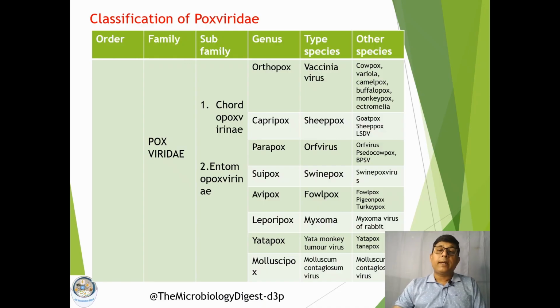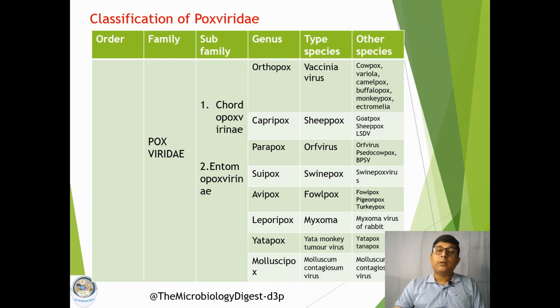Again, the Chordopoxvirinae subfamily is divided into 8 different genera. Each and every genus has one type species. For example, Orthopox is the first genus, Vaccinia is the type species, and there are other viruses like cowpox, variola, camelpox, buffalopox, monkeypox, and ectromelia. These are the viruses which come under the Orthopox genus.